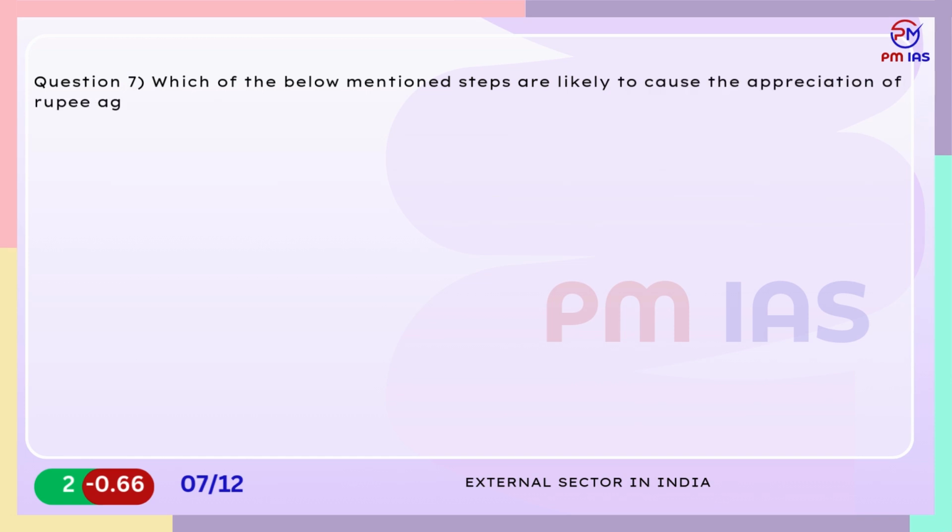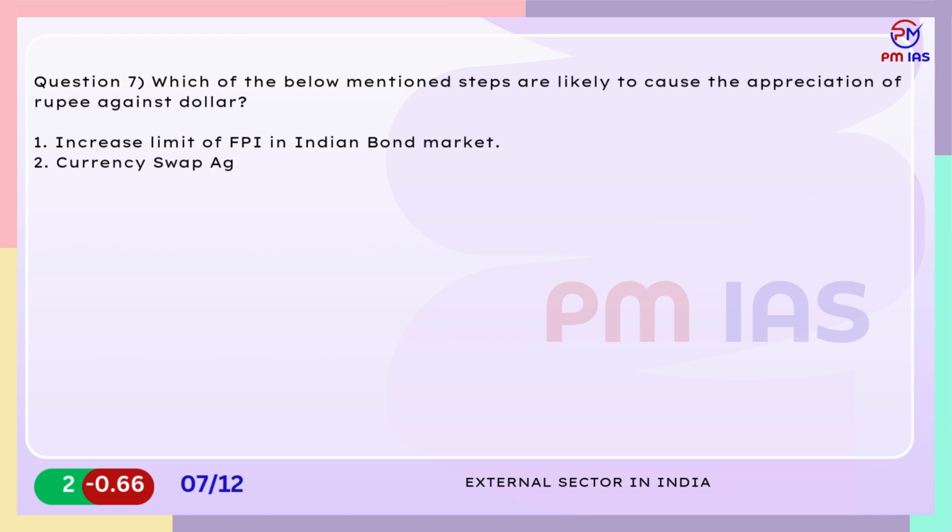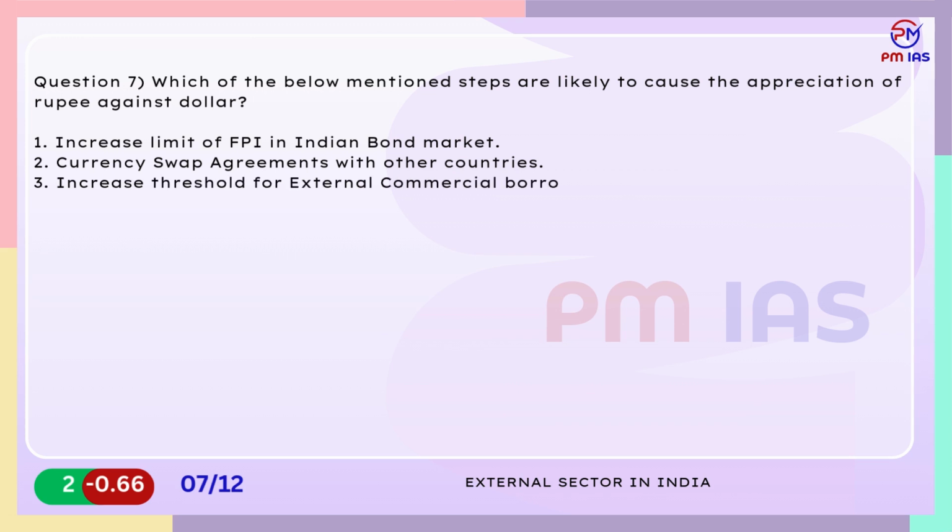1. Increase limit of FPI in Indian bond market. 2. Currency swap agreements with other countries. 3. Increase threshold for external commercial borrowings. 4. Dollar swap between RBI and the Indian banks. 5. Dear money policy of RBI. Select the correct answer using the codes given below.